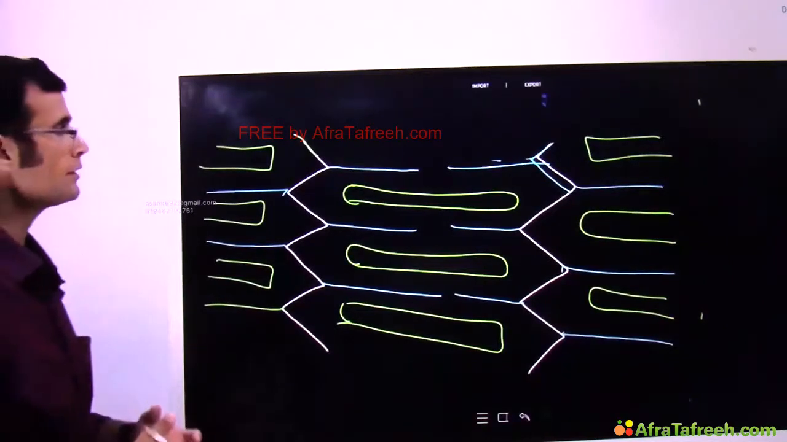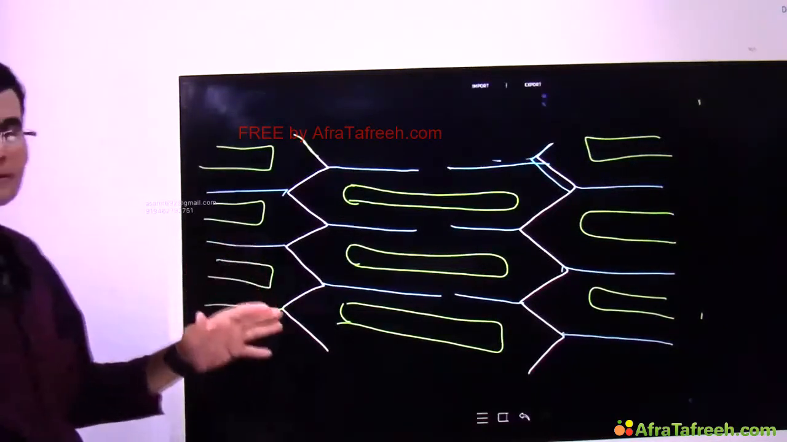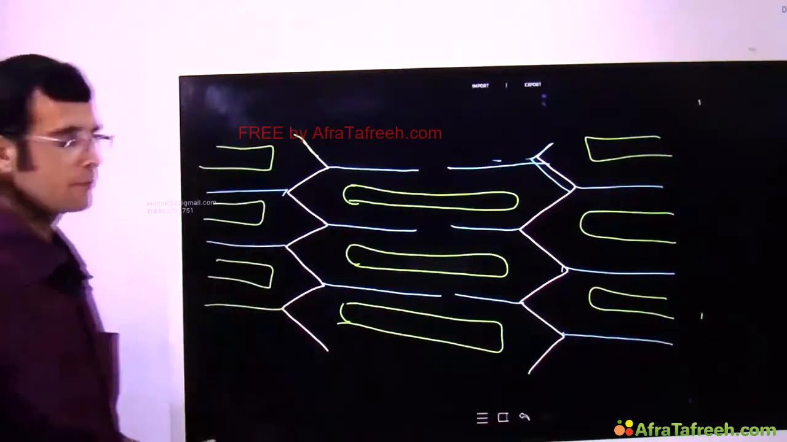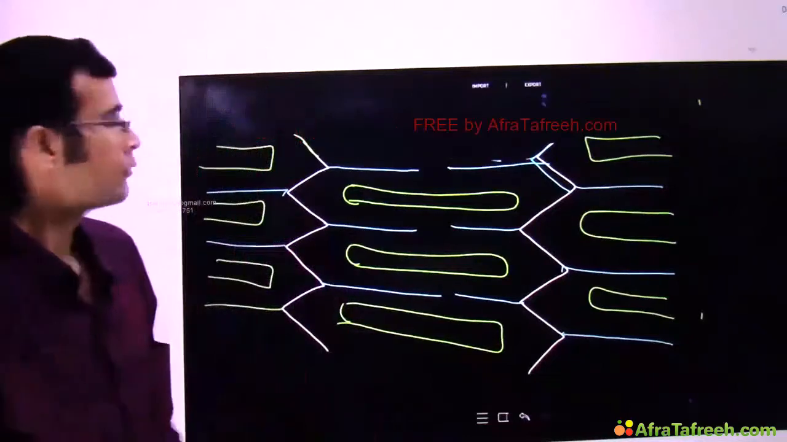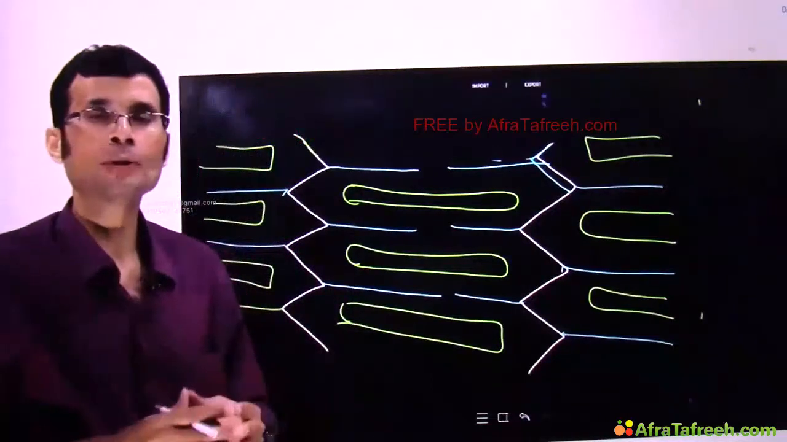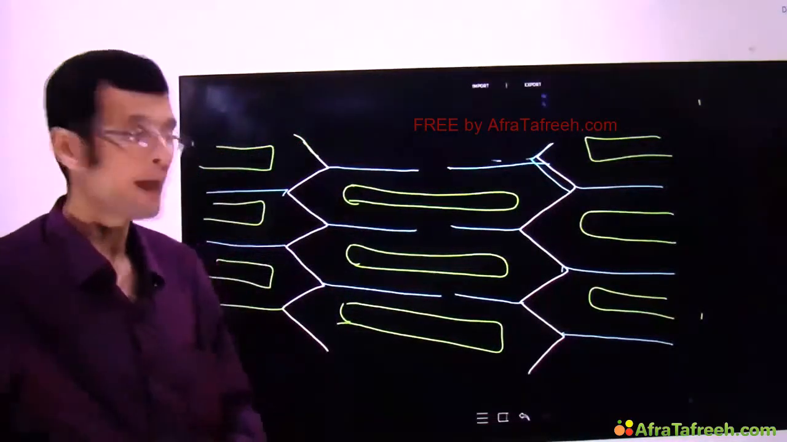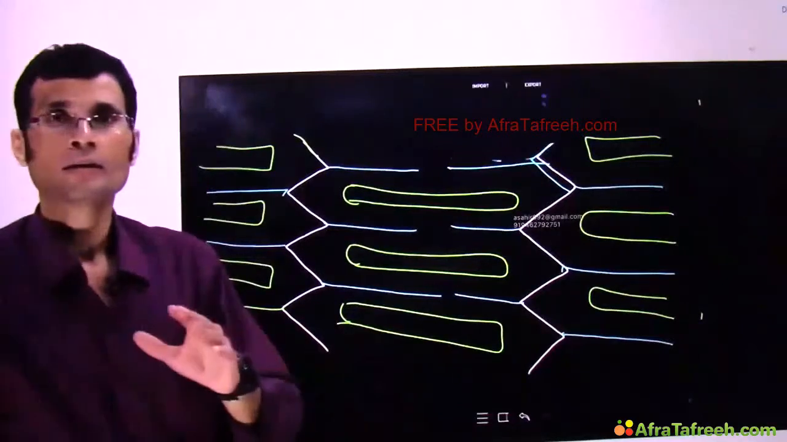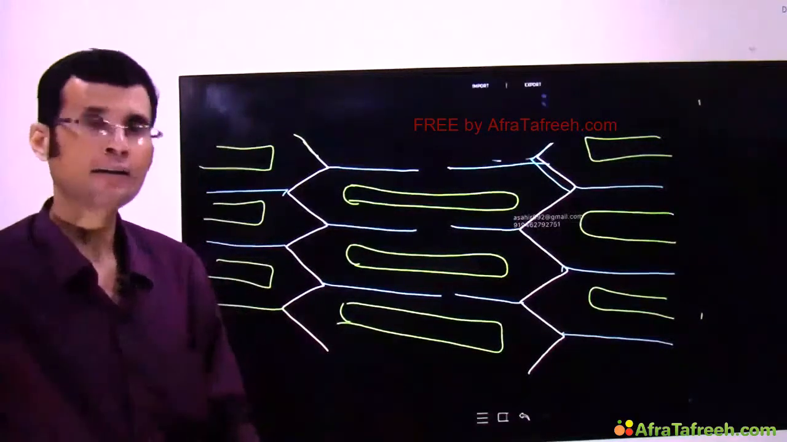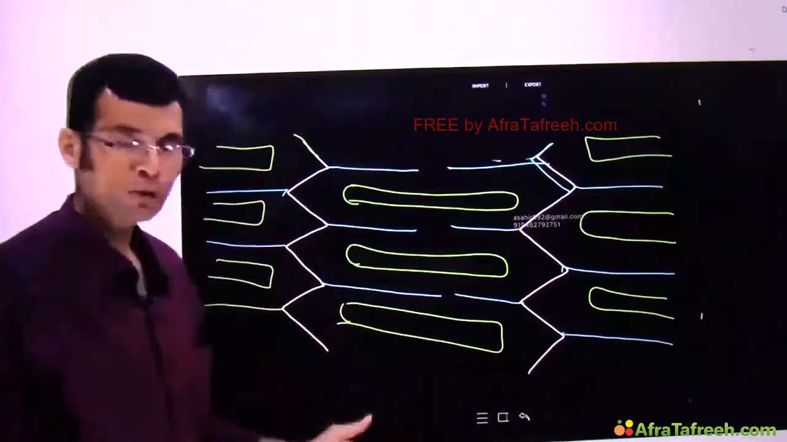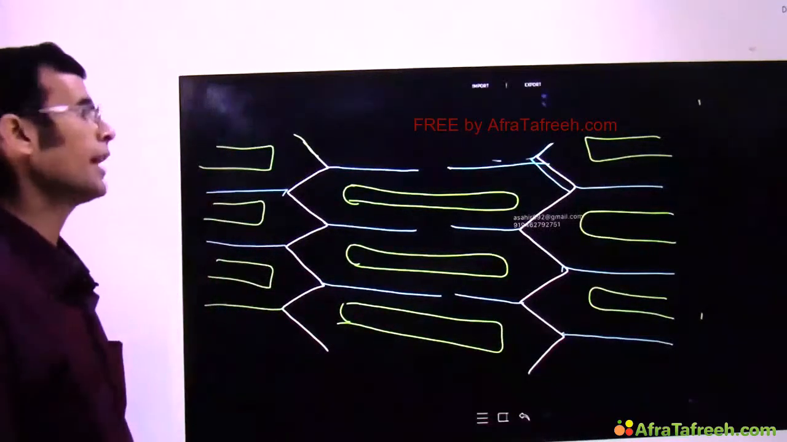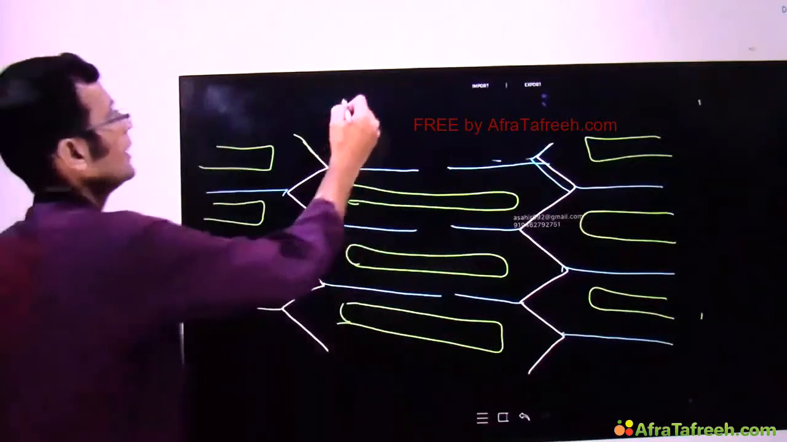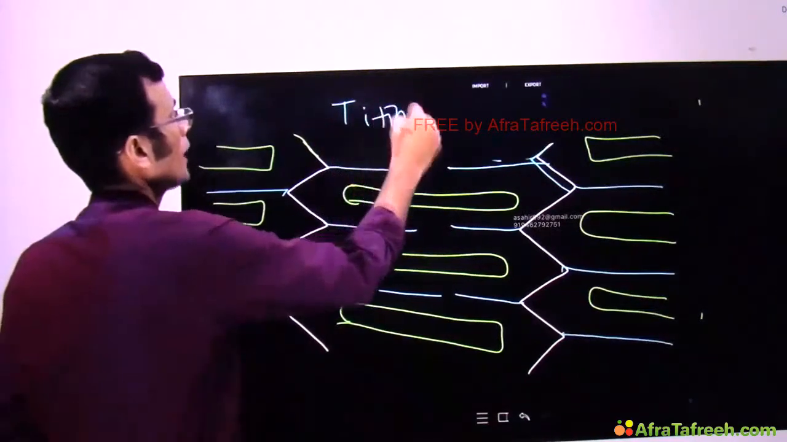2 muscle proteins. One is titin, the other is dystrophin. One MCQ asked in some of the recent exams was: the largest known human protein is, and the options are dystrophin, titin, myosin or laminin. The answer is titin. Let's talk about titin.